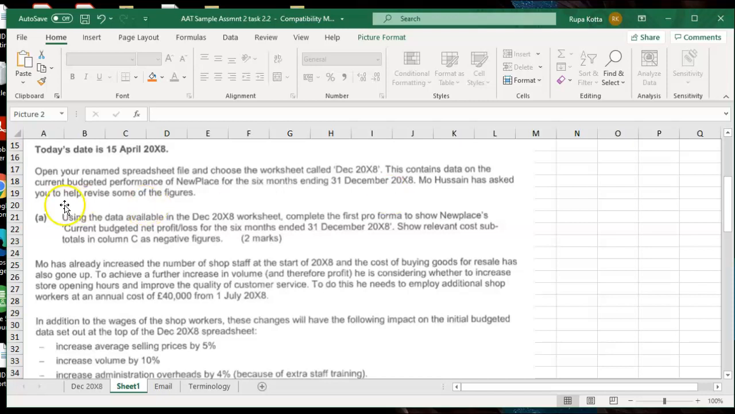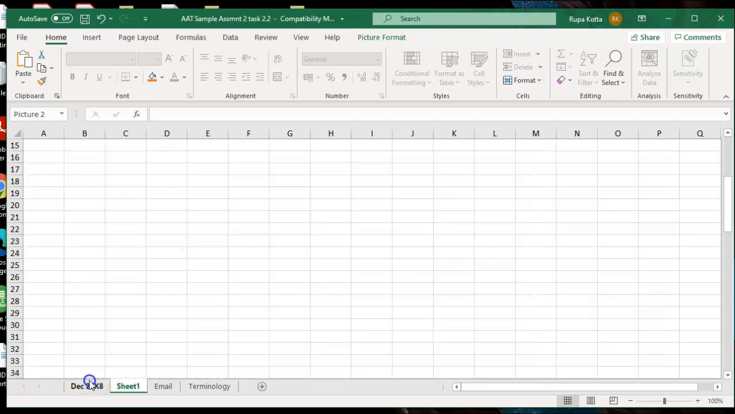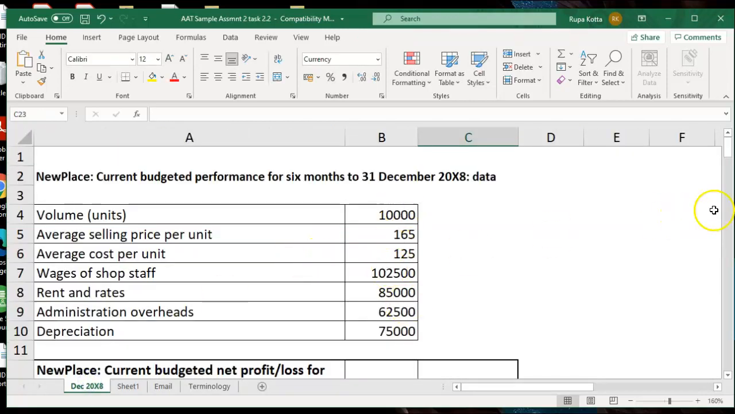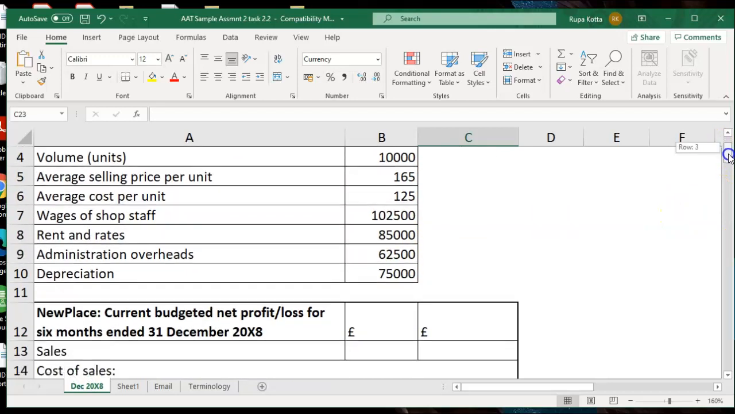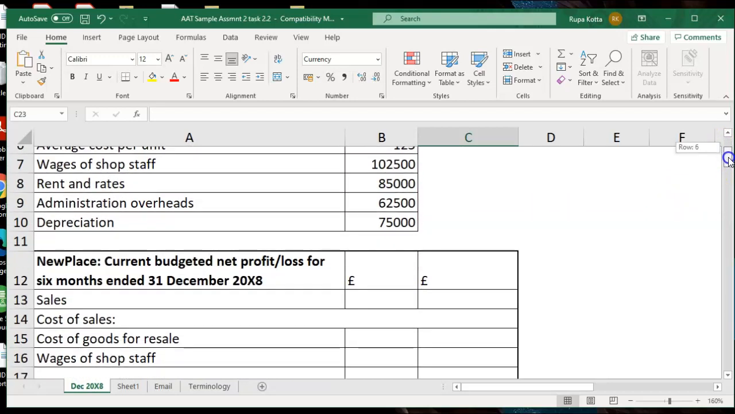Mo Hussain has asked you to help revise some of the figures. Using the data available in the December 2018 worksheet, complete the first pro forma to show New Place's current budget net profit or loss for the 6 months ended 31st December 2018. Show relevant cost subtotals in column C as negative figures. So they want you to use this information to prepare the current budgeted profit and loss.